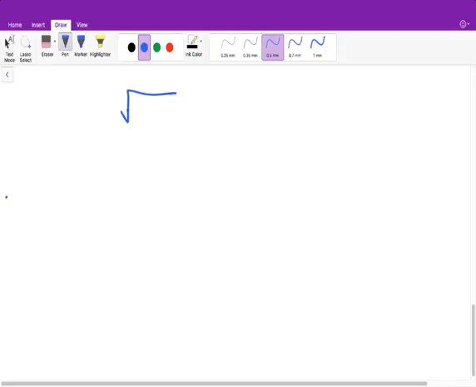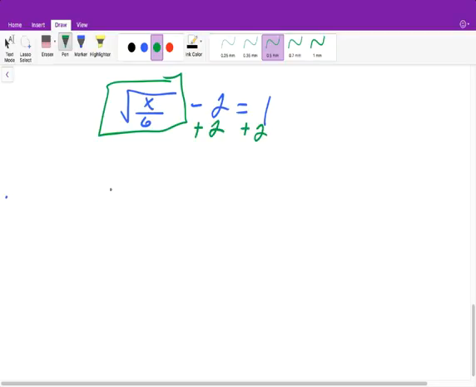All right, the next one we have the square root of x over 6, minus 2, is equal to 1. So remember, we isolate our radical first. This divided by 6 is inside the radical, so we can't get rid of that divided by 6 until after we get rid of the radical. So we need to add over this 2 first to isolate our radical. So it's the square root of x over 6 is equal to 3.